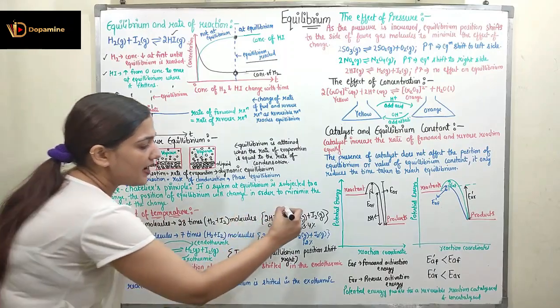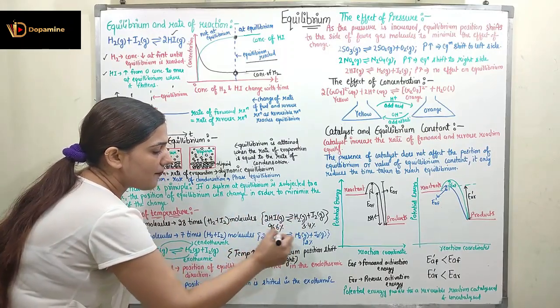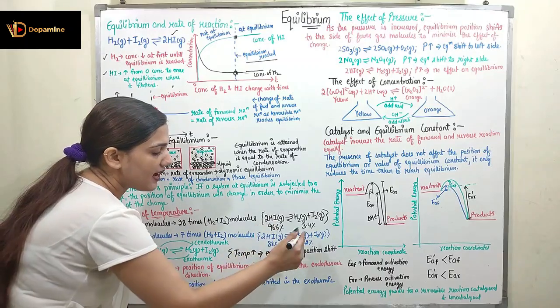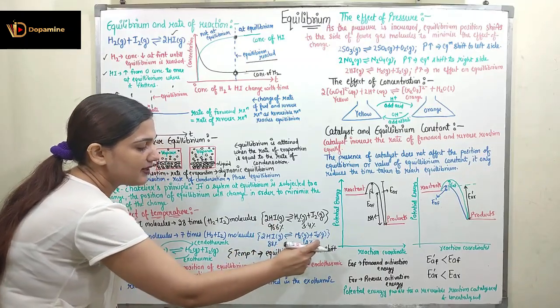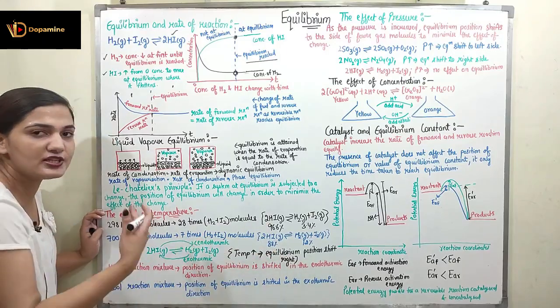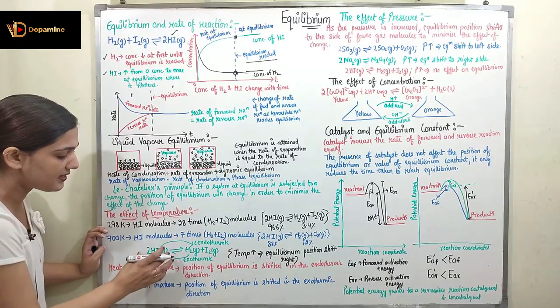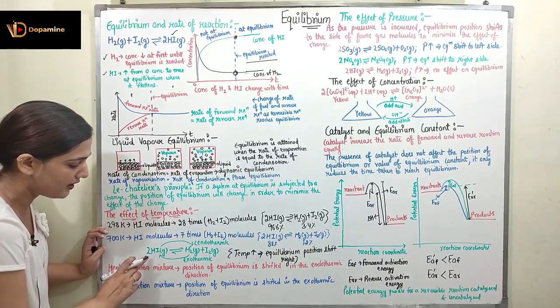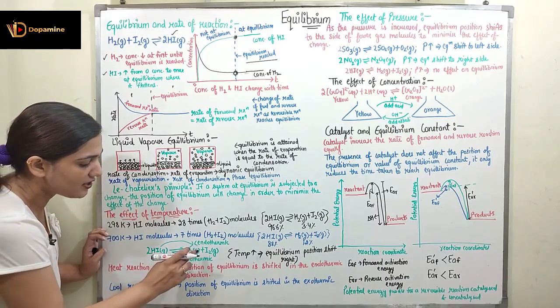position is shifting. At the lower temperature, the more amount of product was here at the left. At the higher temperature, the more amount of product is here at the right. So as the temperature increases, equilibrium position is shifting to the right. So we can understand it with this diagram as well. 2HI is in equilibrium with H2 plus I2.